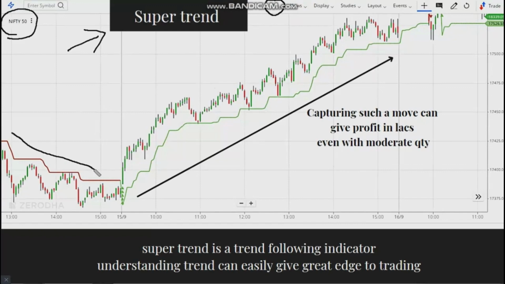The market was slightly bearish on the 14th. On the 15th, as soon as the market opened, it actually turned bullish and started going up until the market closed. It was going upwards. How to capture such a move? Supertrend actually will really help you in achieving this goal.